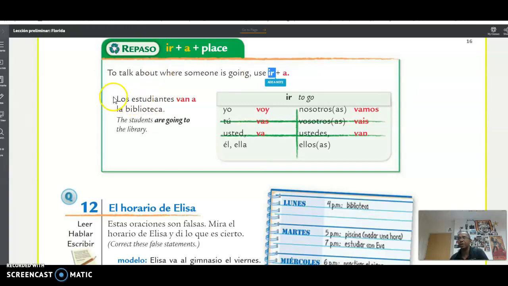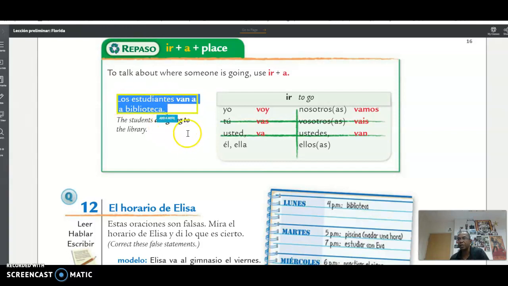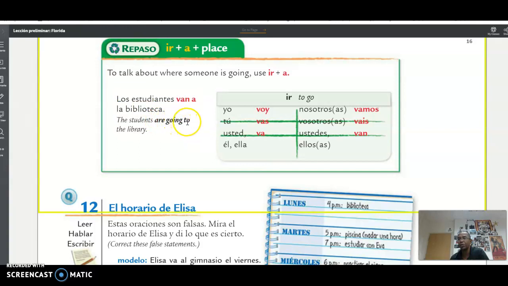So, for example, here in the sentence, los estudiantes van a la biblioteca. The students are going to the library. Notice how van a works as if you have going to, are going to. Going would be van, to is a. Los estudiantes van a la biblioteca. So the verb ir is pretty much married to the preposition a.